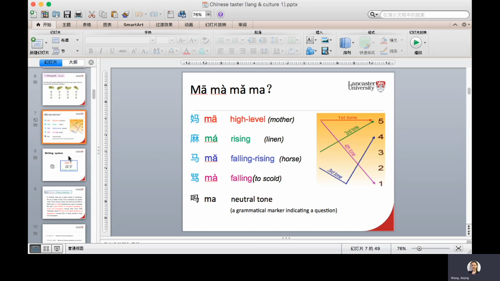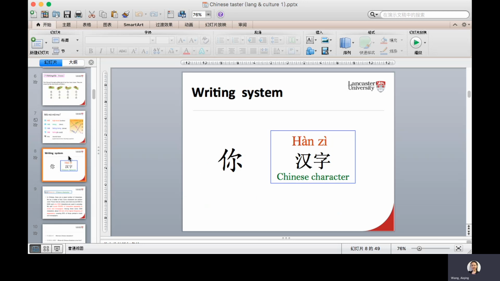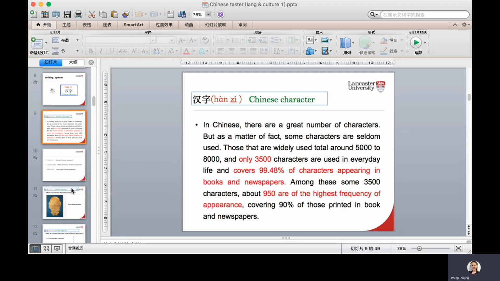Okay. So let's have a look at the writing system. As I said, the writing system consists of Chinese characters. We call that Hanzi. For example, this one means you, 你. In Chinese, there are a great number of characters, more than 10,000, but the most common ones only consist of 5,000 to 8,000 characters. And if you know about 3,500 characters, you can basically read books and newspapers, because that covers more than 99% of the characters you use in daily life.